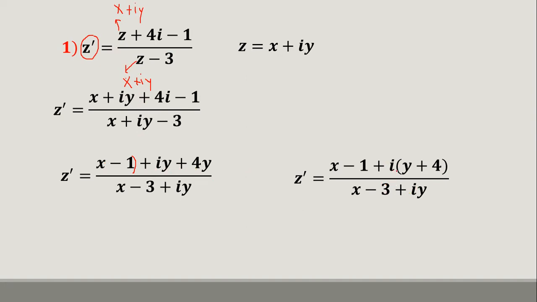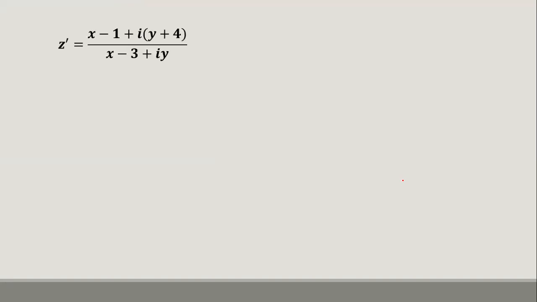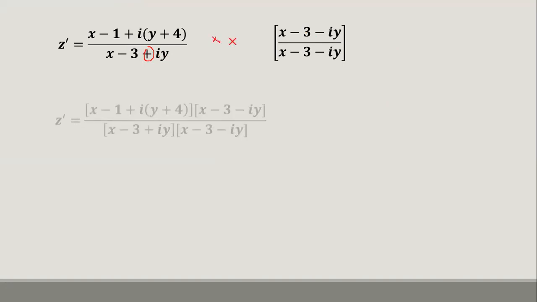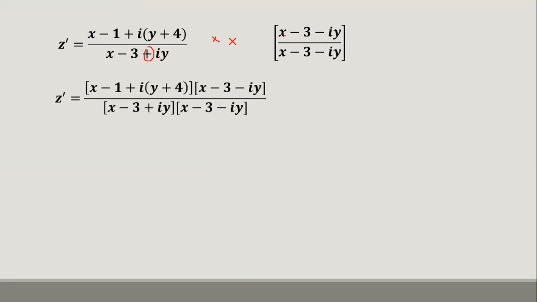Simply we have to multiply by the conjugates. Conjugate means switching the sign of the imaginary part in the denominator. So I'm going to divide these two complex numbers by multiplying by the conjugate, by switching the sign of the imaginary part. Again, I'm going to multiply the numerators by each other and the denominators by each other.